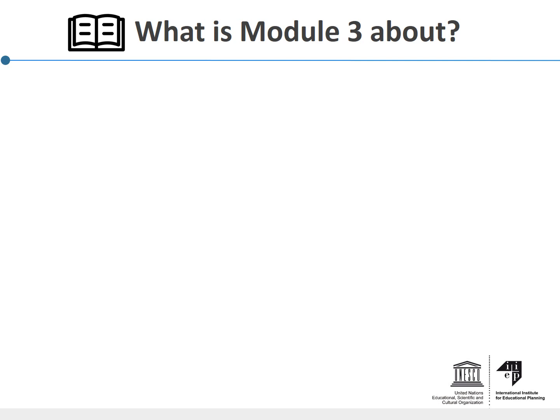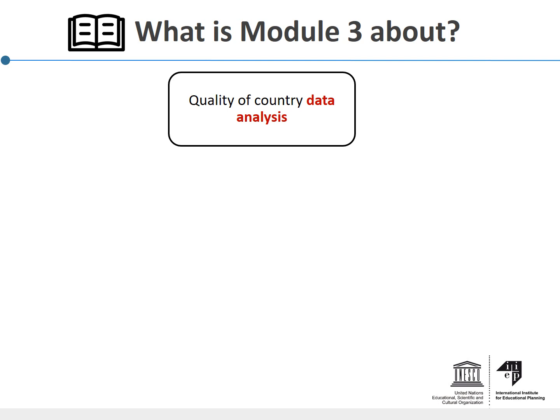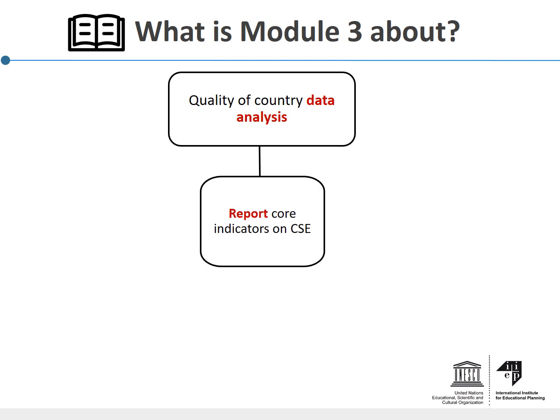After reviewing the data collection tools to collect data for the monitoring and evaluation of indicators on comprehensive sexuality education, including HIV education in Module 2, we will now focus on the quality of country-level data analysis and reporting for core indicators in Module 3. Step-by-step guidelines will be provided for analyzing, reporting, and writing on the current state and the progress of the delivery of comprehensive HIV and sexuality education.